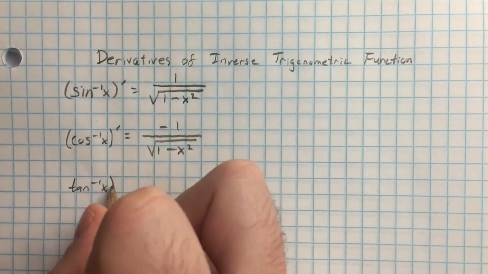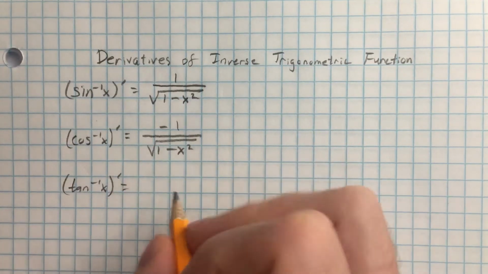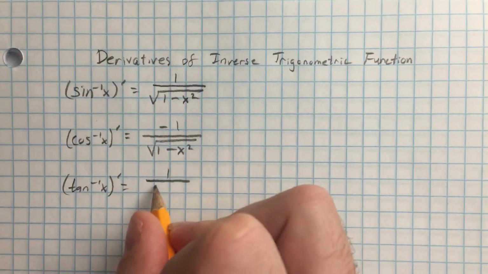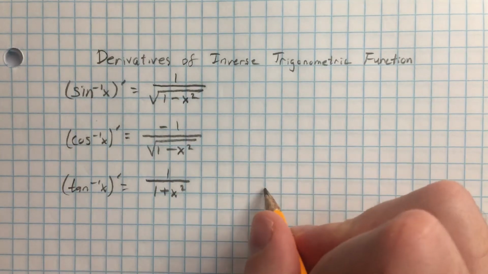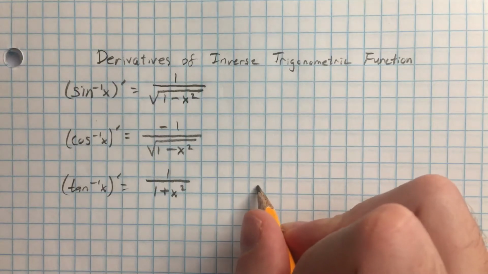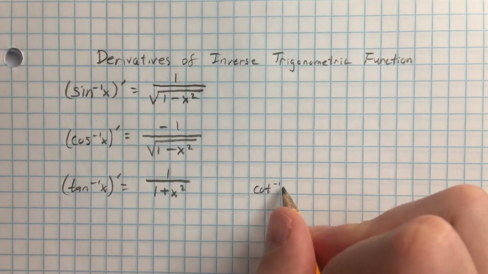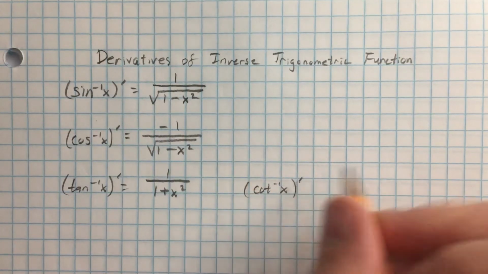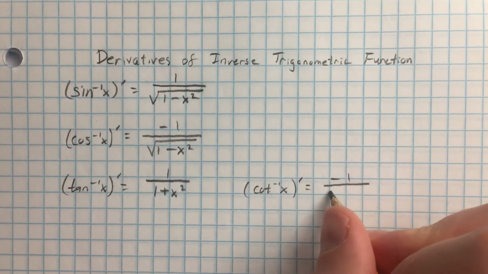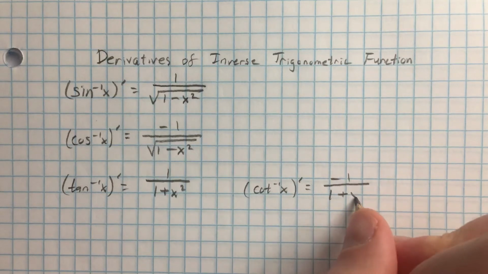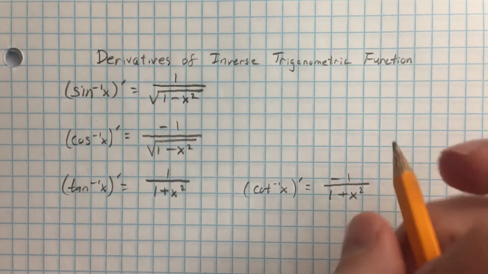So tan inverse of x, its derivative turns out to be 1 over 1 plus x squared. So therefore, I can already predict that cotangent inverse derivative will be the negation thereof. So you really have to memorize 3 things and just realize the cofunction inverses will be the negation.